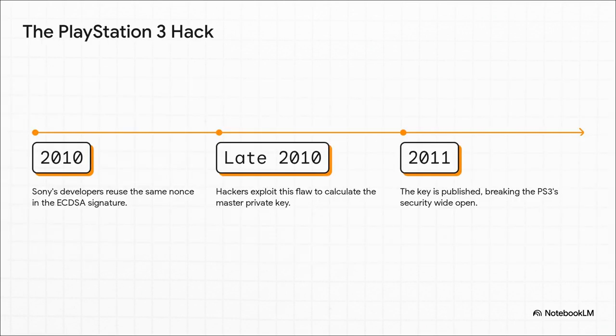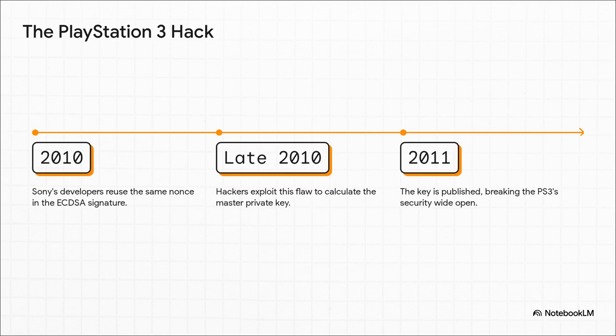And this isn't just some textbook theory. Oh no, this happened big time. Back in 2010, Sony's developers made this exact mistake. They used a static, non-random nonce for signing software on the PlayStation 3. Hackers figured it out, used that two-signature trick, and poof, they calculated the console's master private key.